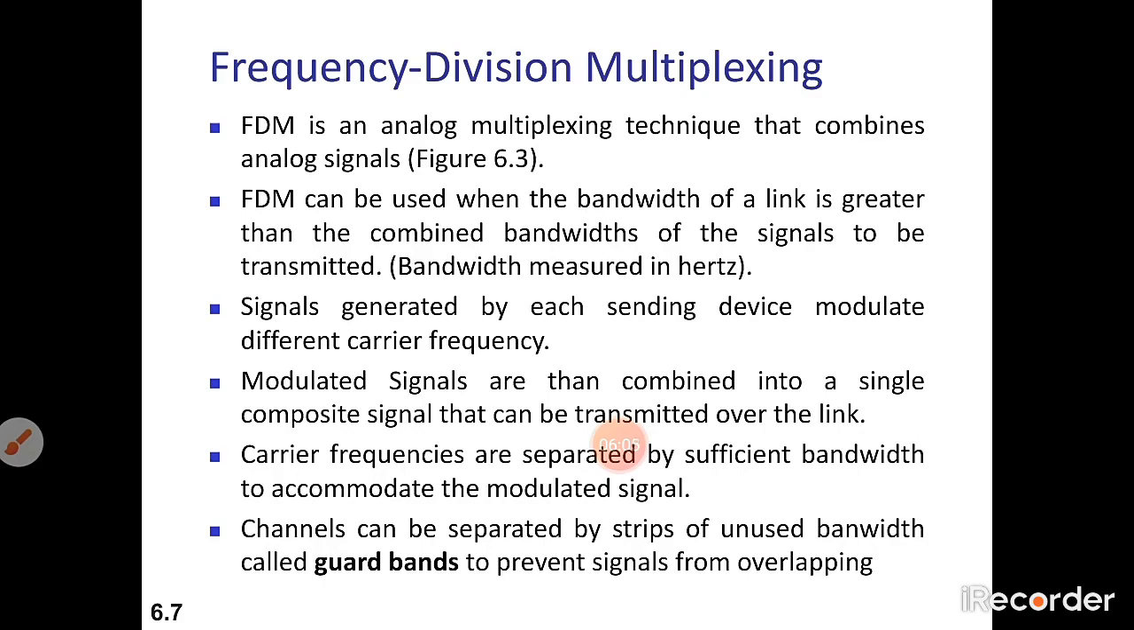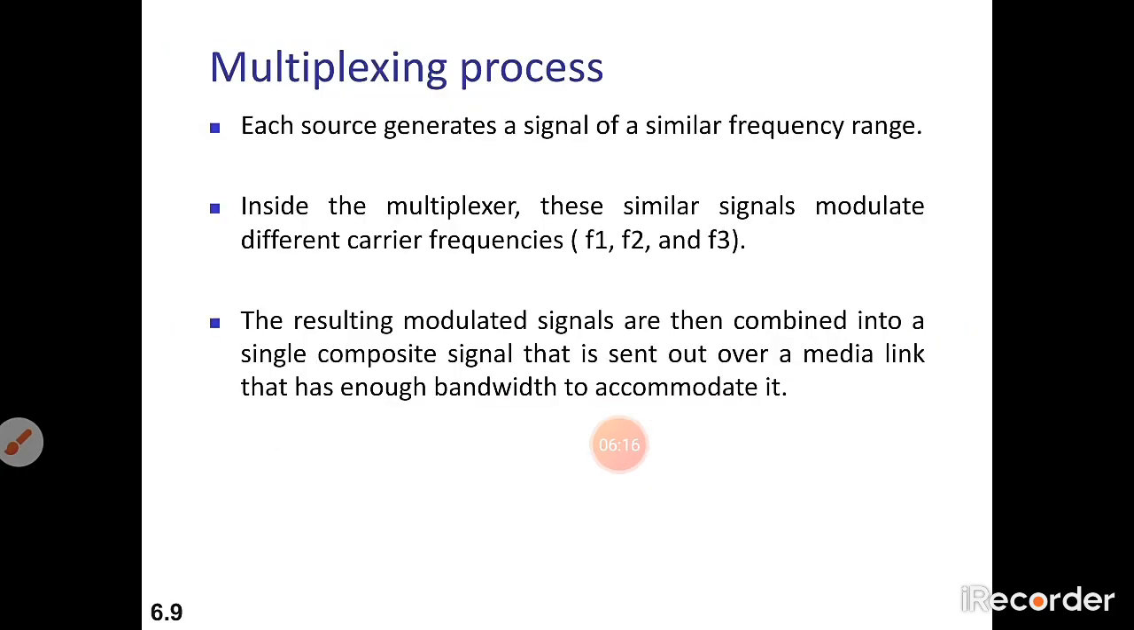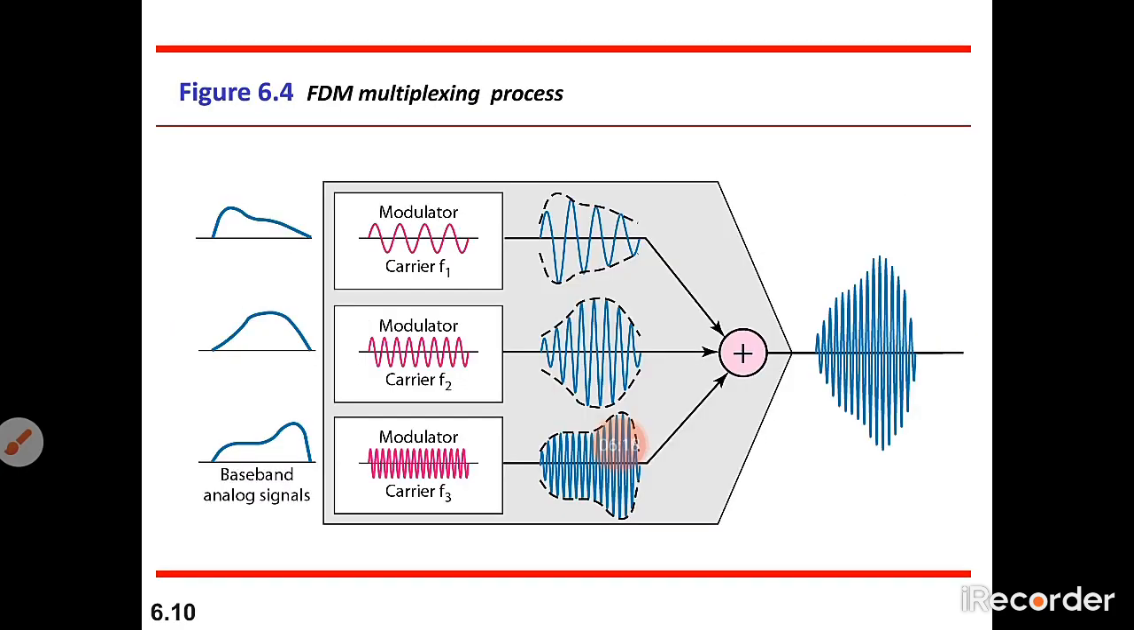The signal generated by each sending device is modulated at a different carrier frequency. Here there are three baseband analog signals, generated from the input devices. These are modulated at different frequencies: F1 is one carrier frequency, F2 is another, and F3 is another. So we need to modulate each to a different carrier frequency, and we get the output as different shaped analog signals.